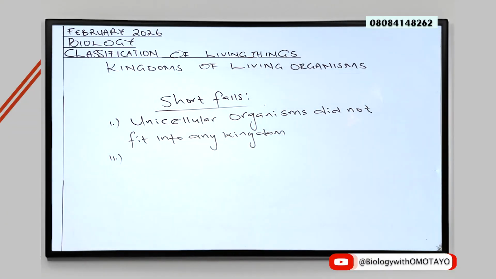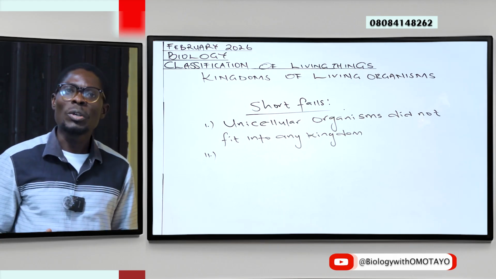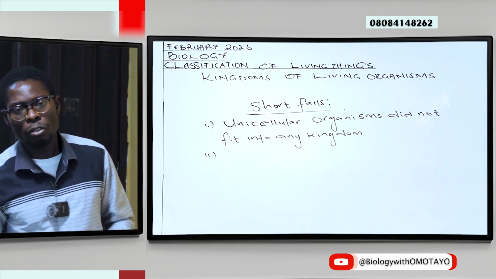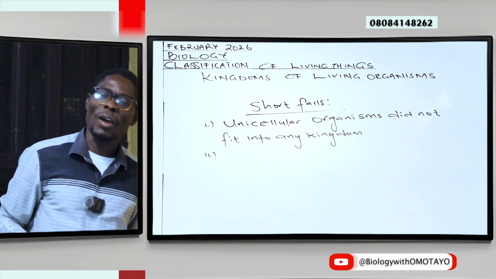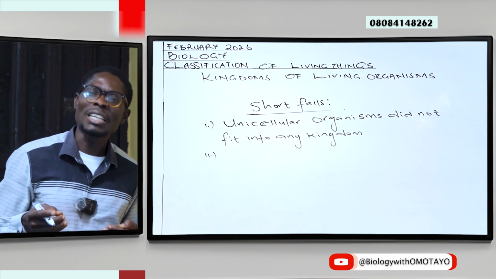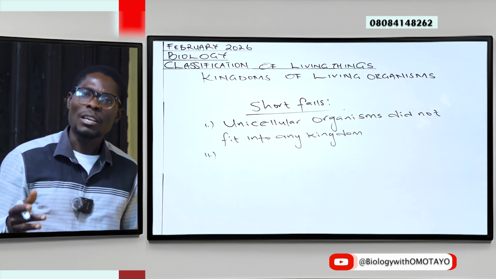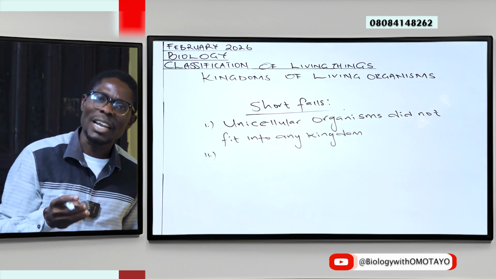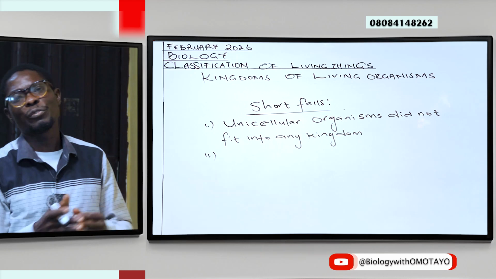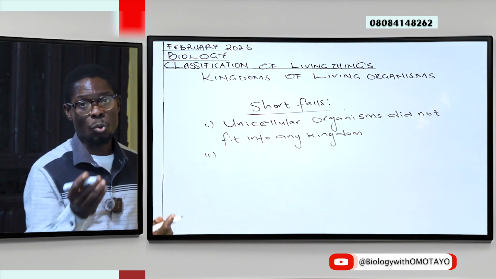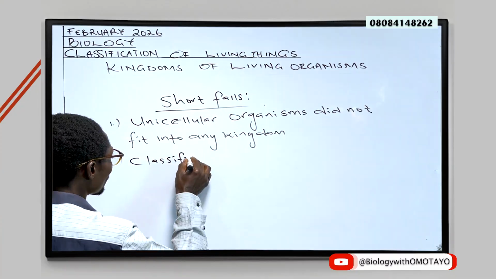Secondly, photosynthetic plants were grouped together with the non-photosynthetic plants. If you can recall, you will see that under the Thallophyta, we had algae, blue-green algae, and fungi grouped together. The non-photosynthetic plants were not differentiated from the photosynthetic plants. So that was another shortfall.